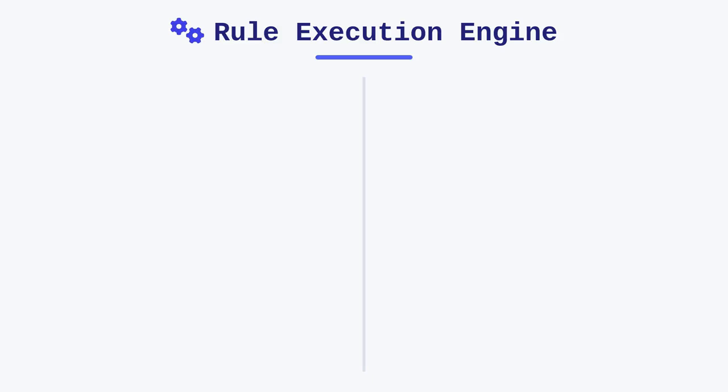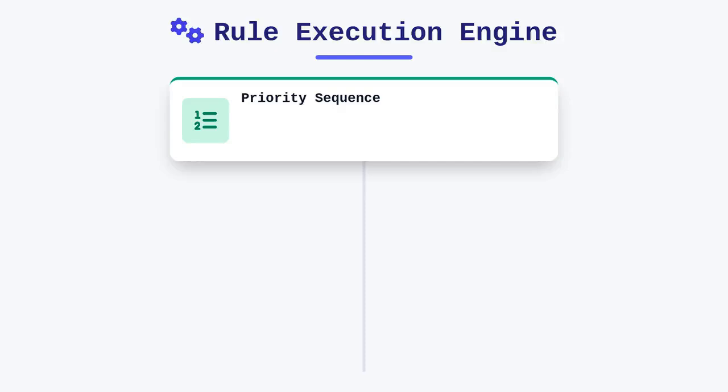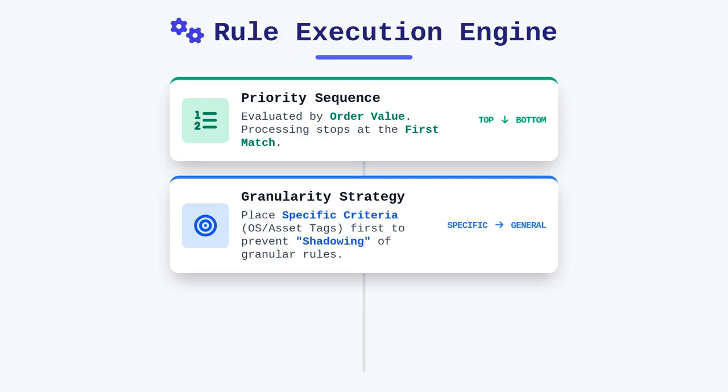The engine behind these rules processes records in a specific order defined by the rule's execution sequence, which is a critical detail for implementation. If you have multiple rules that could potentially apply to a single VI, the system evaluates them according to their order value, stopping as soon as the first match is found. This makes the order field a primary tool for controlling logic flow, where more specific criteria, such as those targeting a specific OS or asset tag, must reside at the top of the pile.